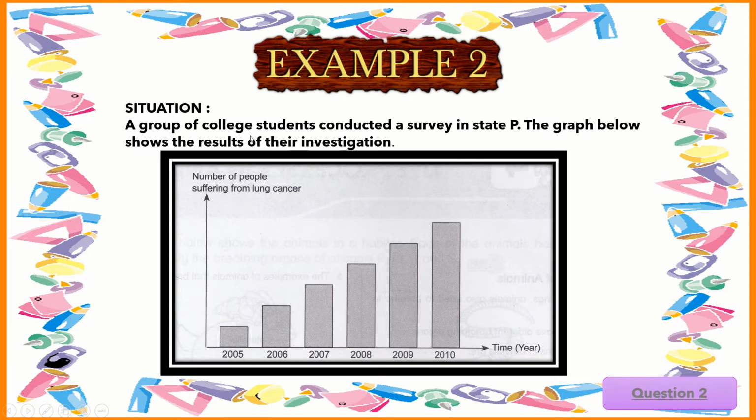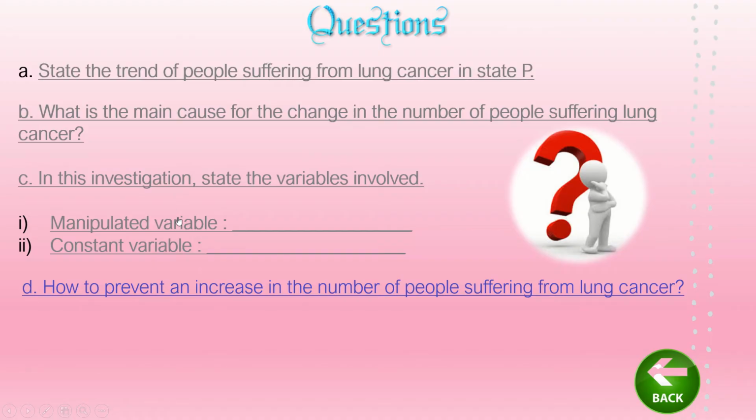A group of college students conducted a survey in state B. Since 2005 until 2010, the group of college students conducted the survey in one place. You can see that in the situation. That means the constant variable is the location of the investigation. Let's check the answer.